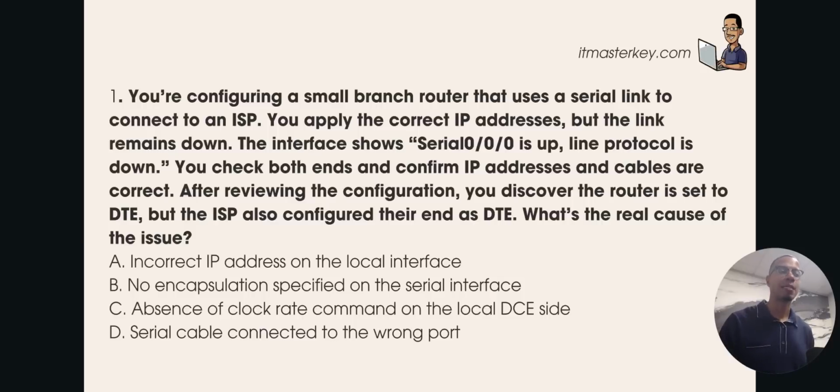You check both ends and confirm IP addresses and cables are correct. After reviewing the configuration, you discover the router is set to DTE, but the ISP also is configured, their end is DTE. What's the real cause of this issue?